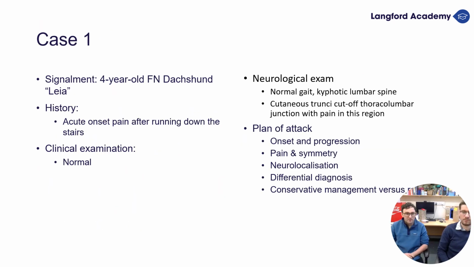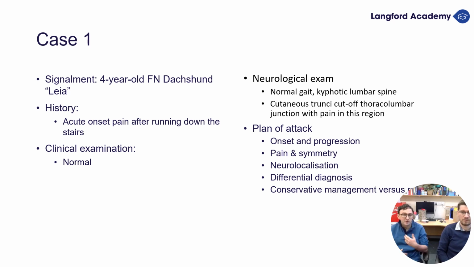So the first case we're going to go through is a lovely 4-year-old female neutered Dachshund called Leah, and her history is she acutely became painful after going downstairs. Her general clinical exam was unremarkable. Her neurological exam showed that she had a normal gait, but she was a little bit kyphotic in her lumbar spine, a little bit arched, and her cutaneous trunci cut off at the thoracolumbar junction with repeatable pain on palpation at this region.